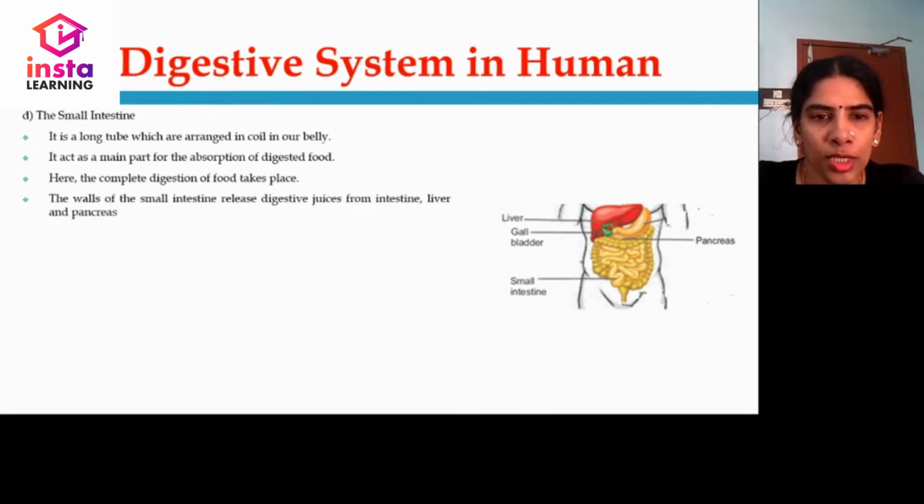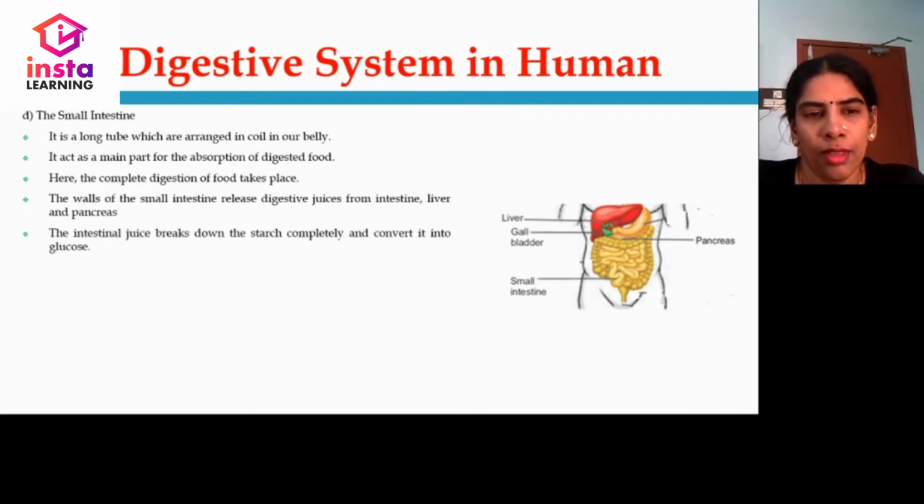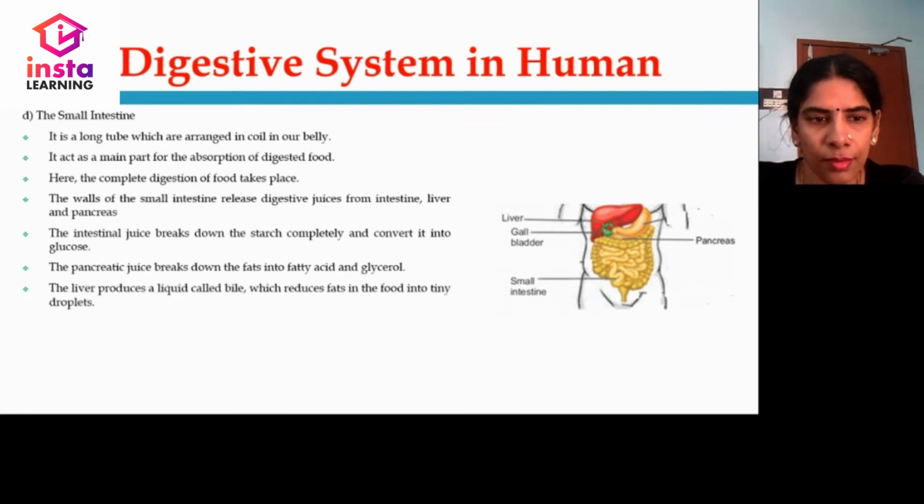The walls of the small intestine release digestive juices from the intestine, liver, and pancreas. The intestinal juice breaks down the starch completely and converts it into glucose. The pancreatic juice breaks down the fats into fatty acids and glycerol. The liver produces a liquid called bile, which reduces fats in the food into tiny droplets.